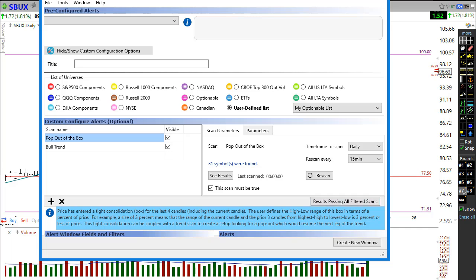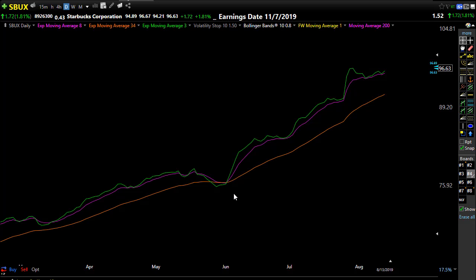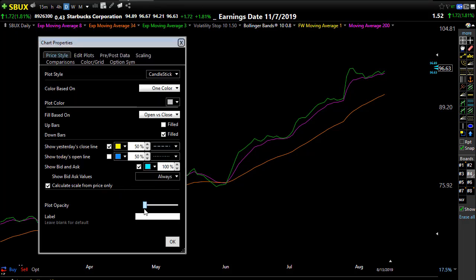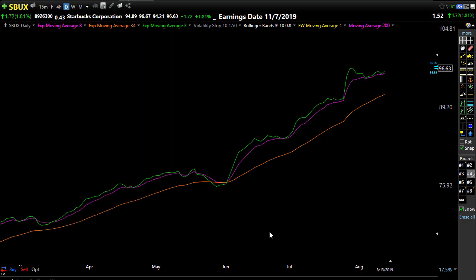Tim, you can set up that 3-8 line. This is just, let me show you this. This is just a standard chart. I just shut the price off. It's a standard chart that I put a 3, an 8, and a 34 exponential moving average on. And then I shut off the price. That's all you have to do to create that.